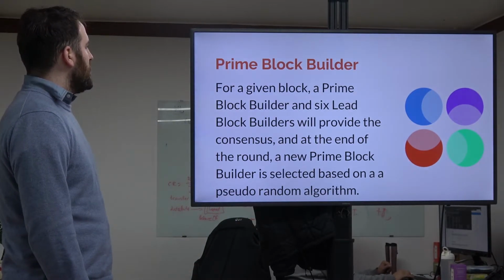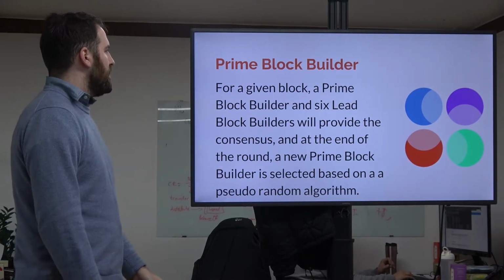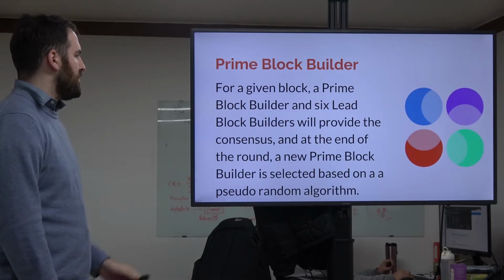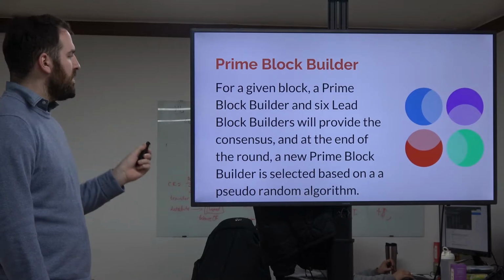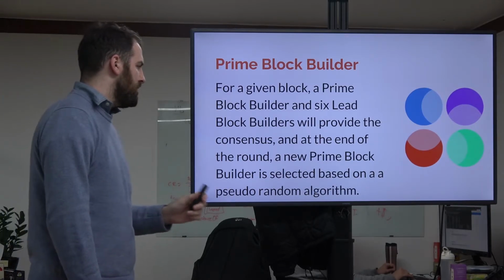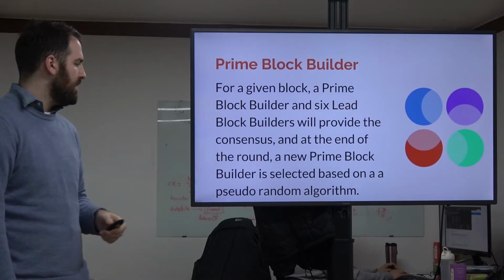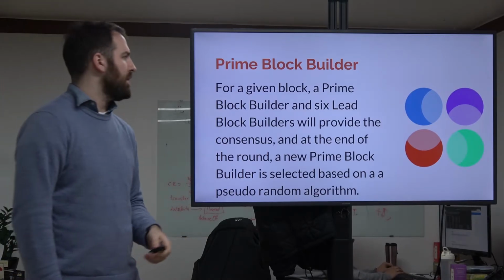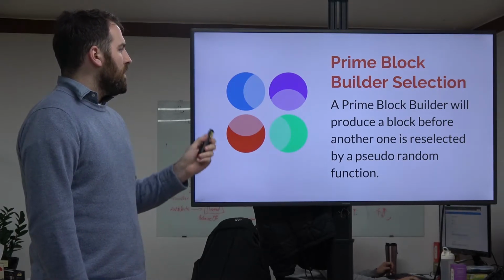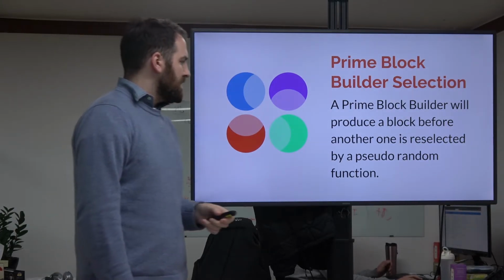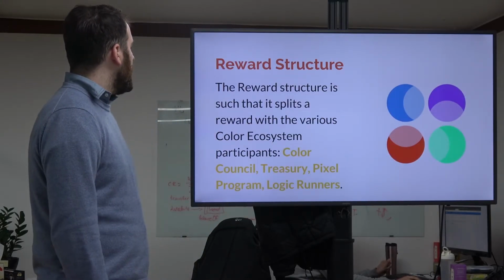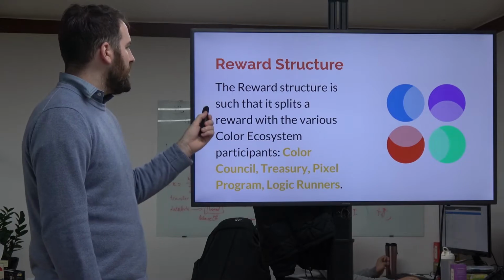Okay, so prime block builder. So for a given block, as we described earlier, a prime block builder and 6 lead block builders will provide the consensus, and at the end of the round, a new prime block builder is selected based on a pseudo-random algorithm. And it will produce a block before another one is reselected.